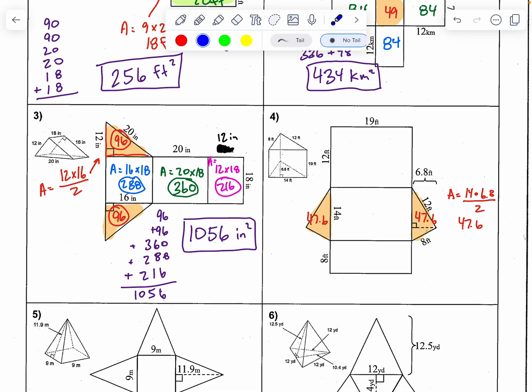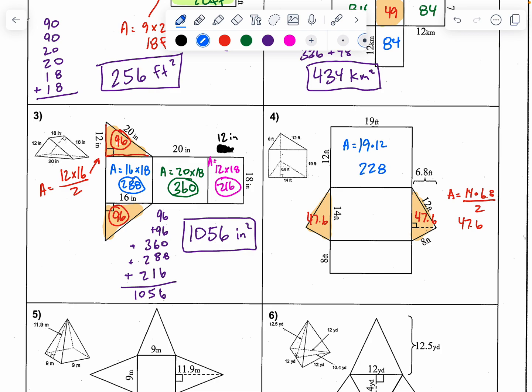And now we've got our three rectangles. This is a 19 by 12. It is a rectangle, so it's base times height. 19 by 12. Oops, not 9 by 12, but 19 times 12. I don't know that off the top of my head. 228.